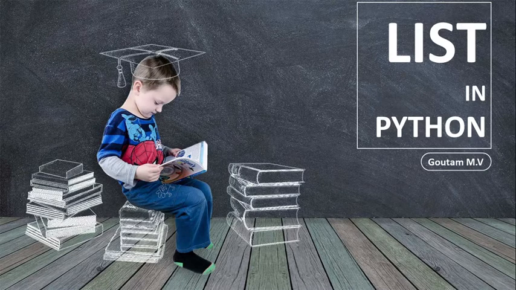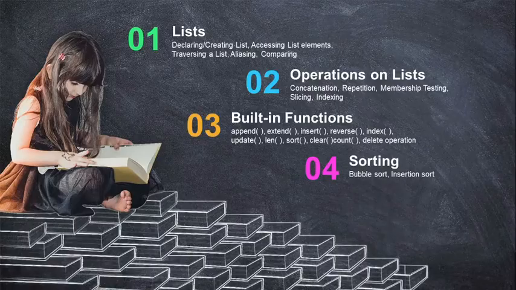And of course it is another very important chapter in your plus 1 plus 2 syllabus or in your curriculum, and in this chapter we will be mainly focusing on these topics. First we will be looking at declaring or creating a list, accessing list elements, traversing a list, aliasing and comparing. Next, operations on a list: basic operations like concatenation, repetition, membership testing, slicing, indexing, then built-in functions like append, extend, insert, reverse, index, update, len, sort, clear, count and delete operation.